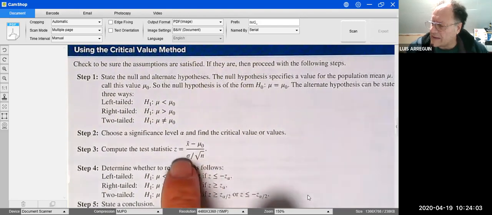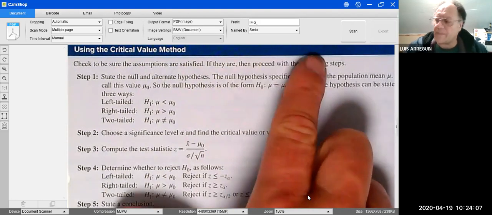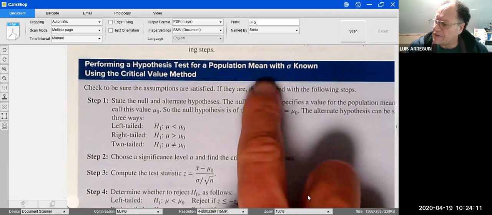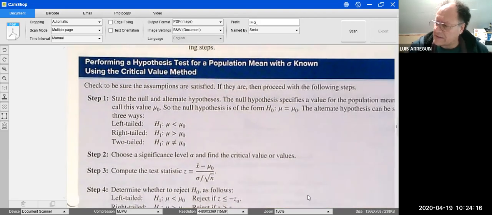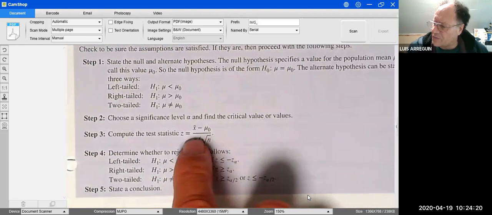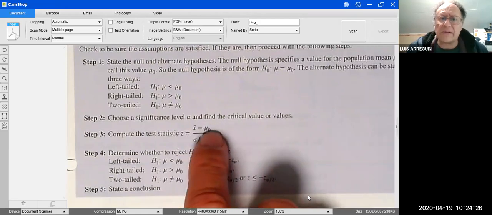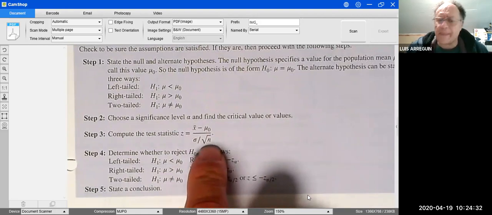In this case, when you are testing a population mean with sigma known, you can see here, population mean with sigma known, then we're going to use the z-score and the standard normal distribution. So you need to compute the z-score. It's going to be the mean of the sample minus the mean from the null hypothesis, over the standard deviation from the population over the square root of n.